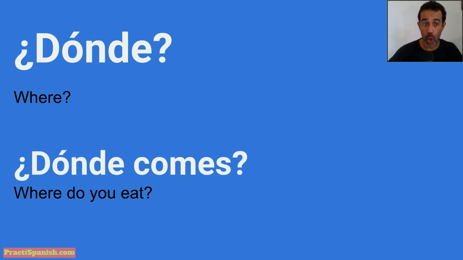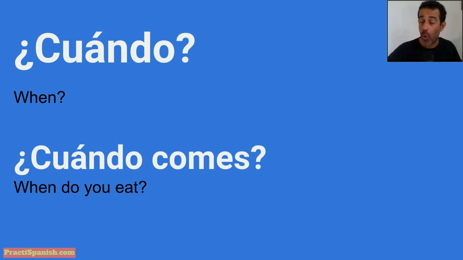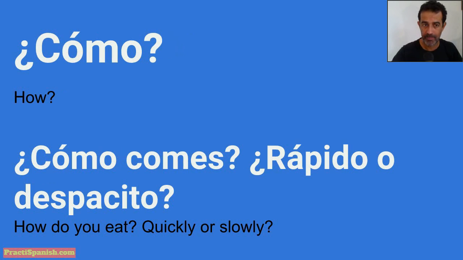Next, we see the word ¿dónde? Where? ¿Dónde comes? Where do you eat? ¿Cuándo? When? ¿Cuándo comes? When do you eat? And then, ¿cómo? How? ¿Cómo comes? How do you eat? ¿Rápido? ¿O despacito? Very quickly or very slowly?